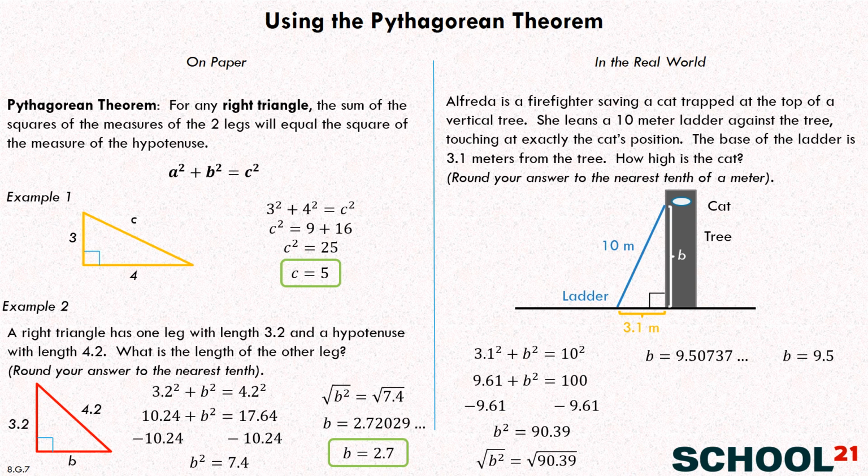Okay, now what does that mean, though? Going back to the problem, what were we trying to find? Yeah, it was the height of the cat. So we can say the cat is at 9.5 meters high. And that's our answer. So that's how the Pythagorean theorem is really useful, both for just regular math problems and in the real world.